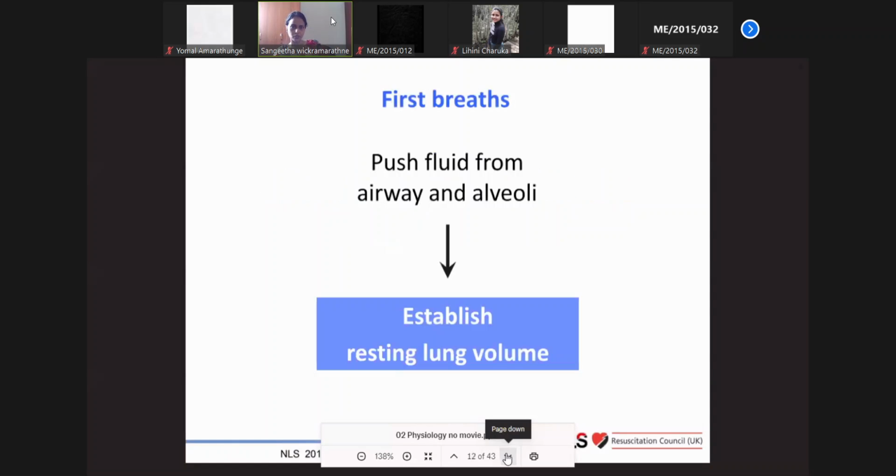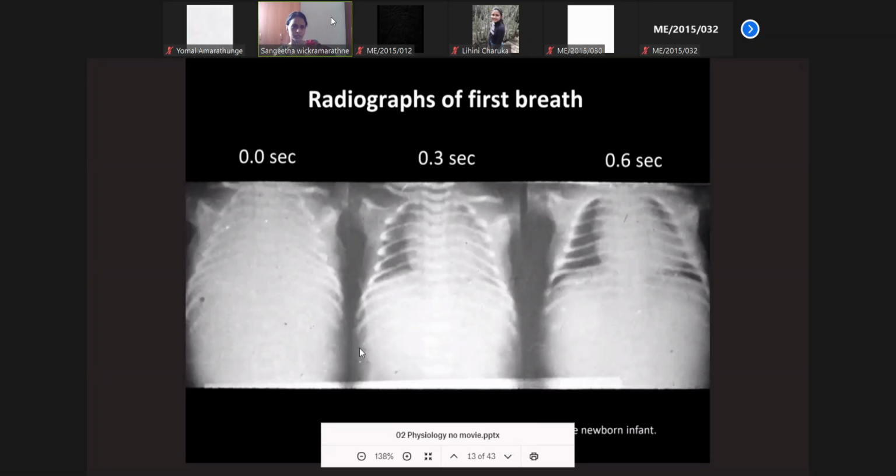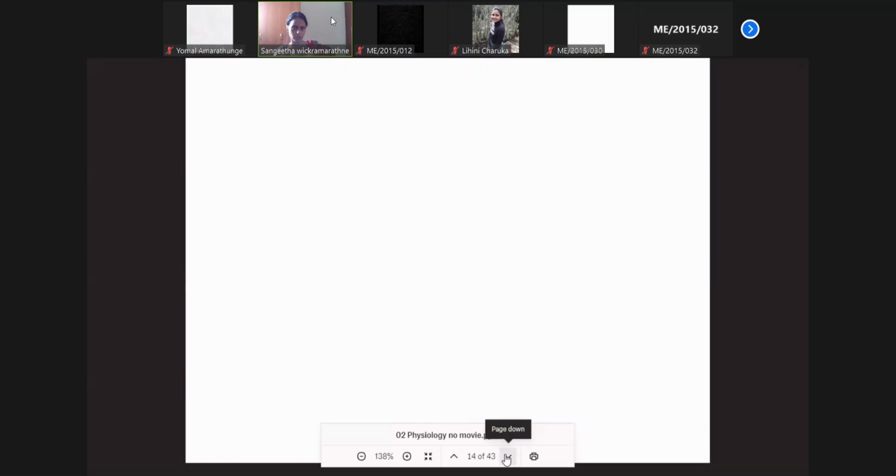So with the first breath, as I told you, fluid is pushed away from the alveoli and the resting lung volume is established. Now you can see this X-ray. I just want you to look at the images just to have something in your head. At 0 seconds, just at birth, you see the lung is completely filled with fluid. At 0.3 seconds, maybe just after a single breath, the right side lung is getting aerated. You can see air in black color. And now the left lung is also aerated, right? You can see the lung aeration occurs gradually. So that's what we want to achieve.